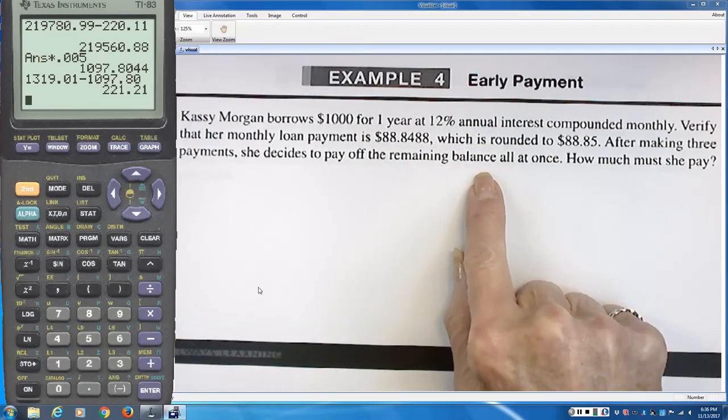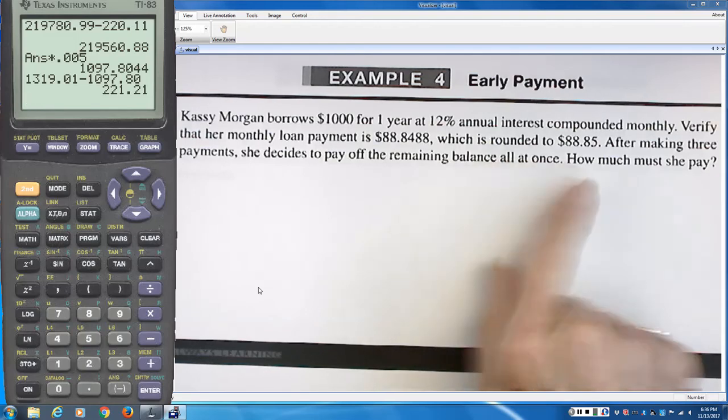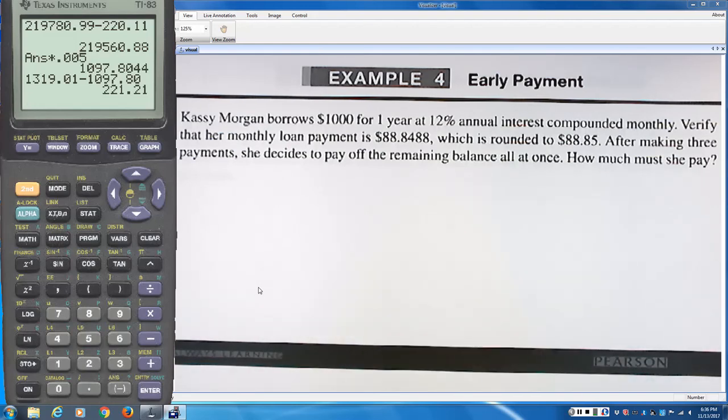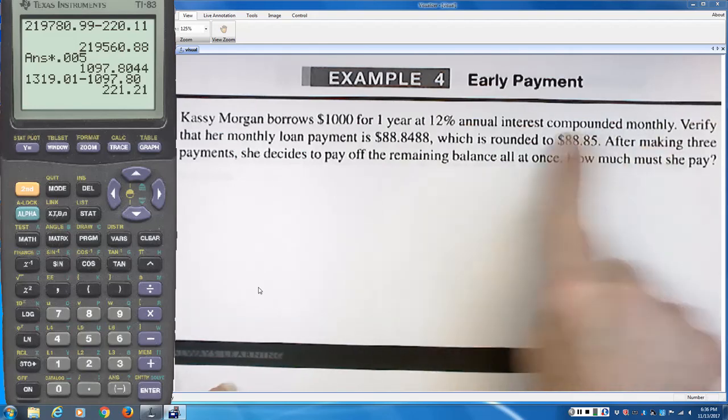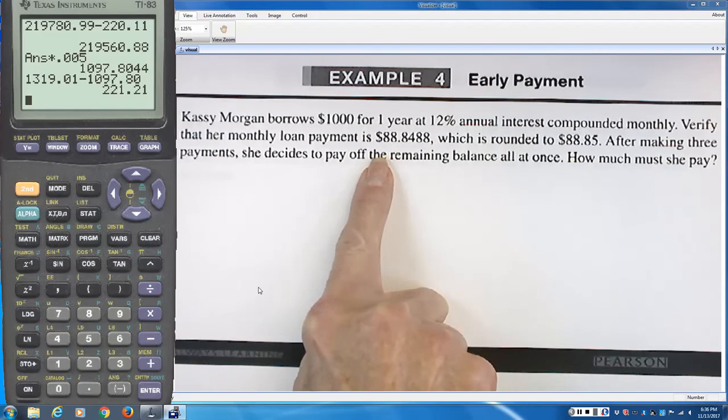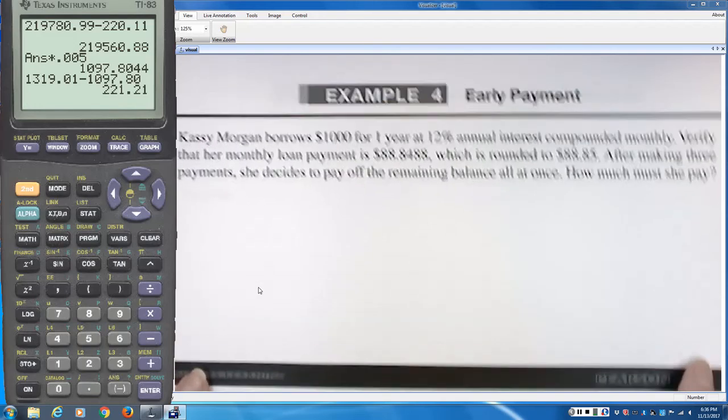Now, if she took out a simple interest loan, she would gain nothing by doing this. Because all she'd be doing is paying the remainder of the sum of her payments for that loan, regardless of whether she paid them out each month or if she pays them all right now, it's the same amount of money. But because this is being compounded monthly, she gains an advantage if she pays it off early. So here's what's gonna happen.